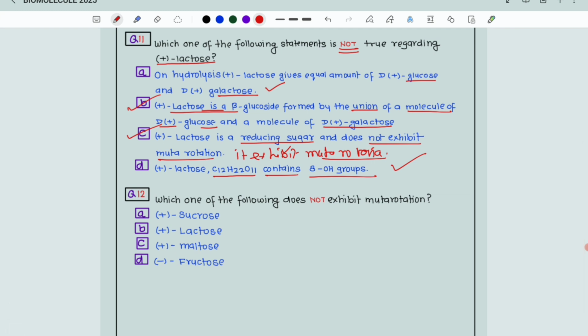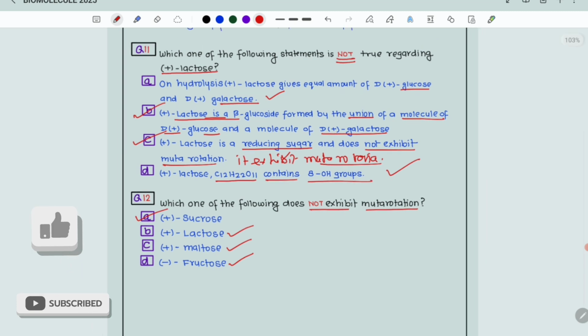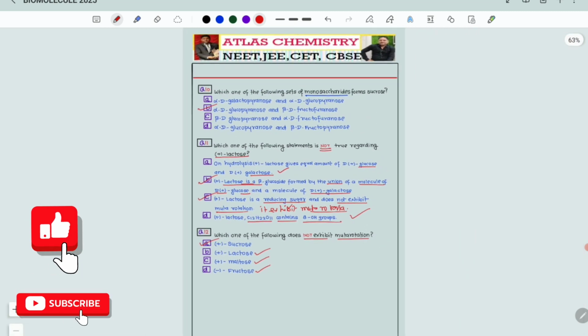Now we see question number 12. Which one of the following does not exhibit mutarotation? Previously we have seen that lactose shows mutarotation, maltose shows mutarotation, fructose shows mutarotation, but sucrose does not show mutarotation. So our option A is the correct option. So these are the 12 questions that I solved for you.